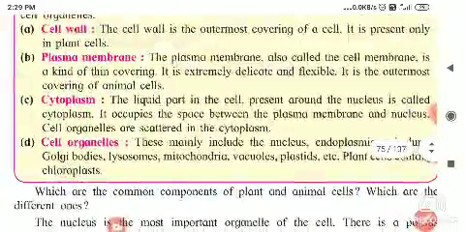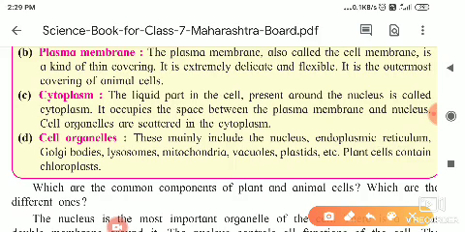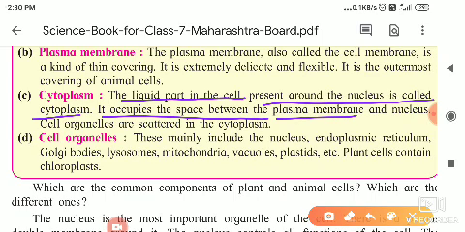Next is the cytoplasm. The third part of the cell is called the cytoplasm. The liquid part in the cell present around the nucleus is called the cytoplasm. Yes, the liquid part of the cell means inside the cell there is some liquid watery substance, a gel-like structure, and that is called the cytoplasm. It occupies the space between the plasma membrane, meaning the outer covering, and the nucleus. The cell organelles are scattered and embedded in the cell cytoplasm.